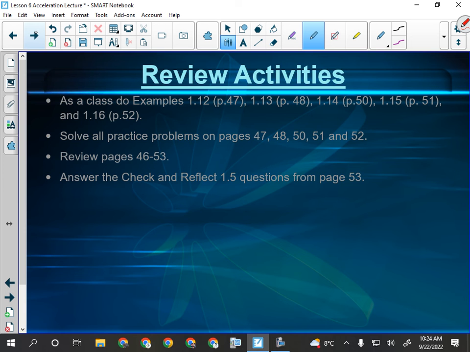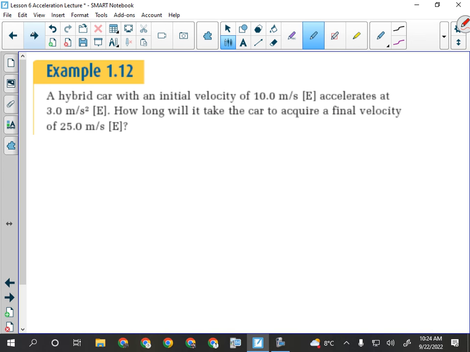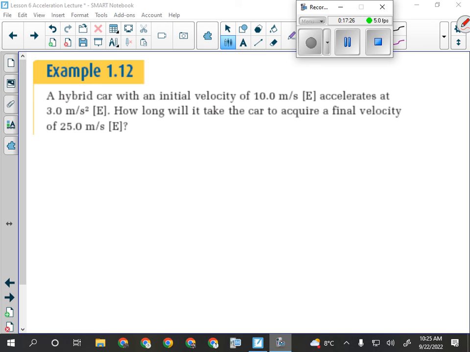All right, so we're going to go over some examples here. Let's have you guys write this one down. This one will be pretty easy. We have a hybrid car with an initial velocity of 10 meters per second east, accelerates at 3.0 meters per second squared east. How long will it take the car to acquire a final velocity of 25 meters per second east? I'll give you a minute to get it copied down, and then we'll walk it through.